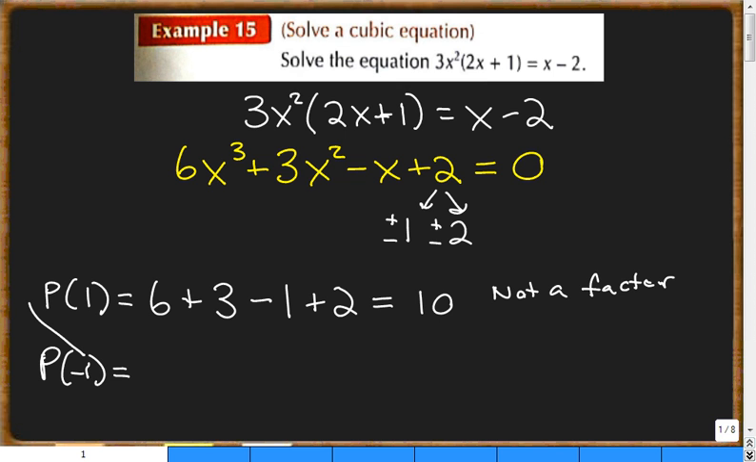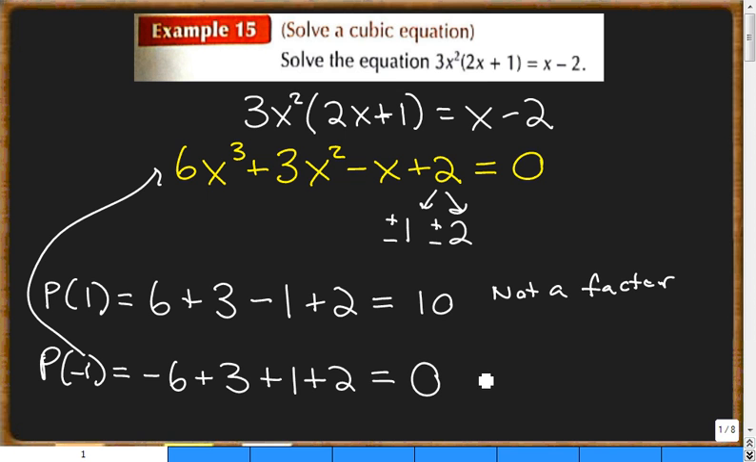See if that works. If we plug this in, we're going to get 6 times negative 1 cubed, which is going to make negative 6. We're going to get 3 times negative 1 squared, which makes a positive 3. We're going to have minus a negative 1, which makes a positive 1, and then a positive 2. Now that should equal 0. So that's yes. It is a factor.